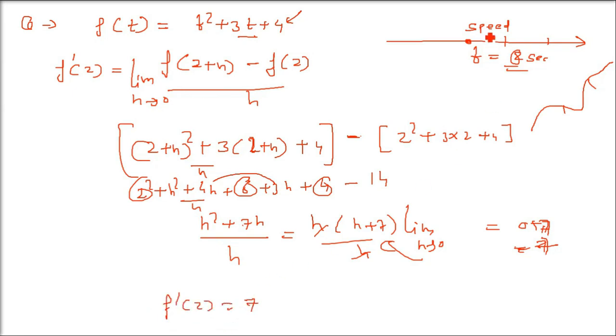So you are able to tell me the exact speed at time 2. If I ask you for 3 or 4, you are able to give it. This is the derivative, the actual physical interpretation of the derivative.